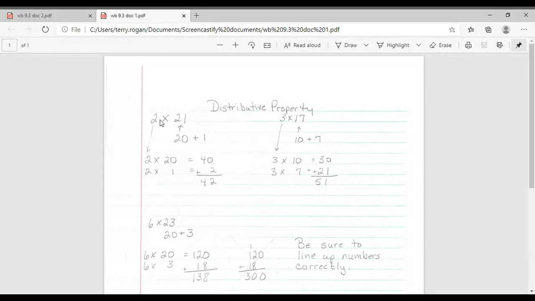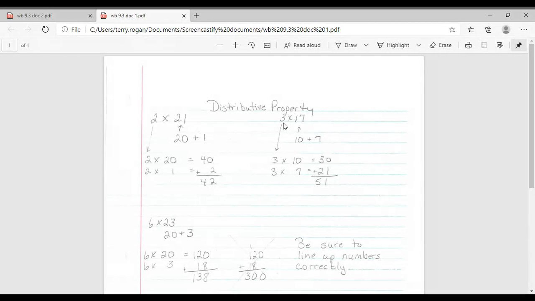So if you have a problem like 2 times 21, we are going to distribute or break apart 21 into 20 plus 1. Then we're going to multiply each one of these parts by 2 because multiplication has a distributive property. So we multiply 2 times 20 and get 40, and 2 times 1 and get 2. And then we add these two parts together to get a total of 42. This would be the part that you would write on the back of your worksheet. Then you would take your final answer and write it on the front of your worksheet.